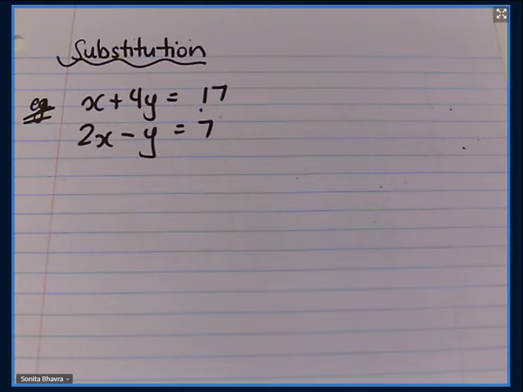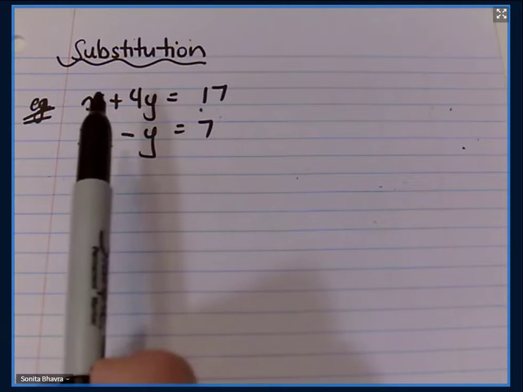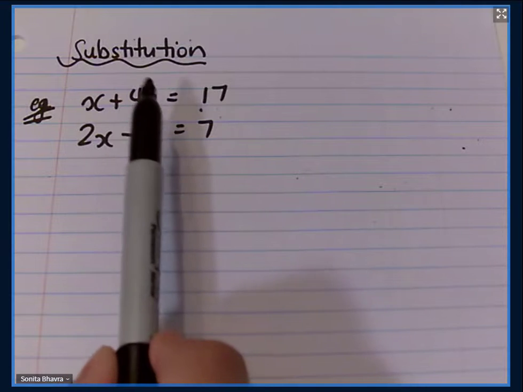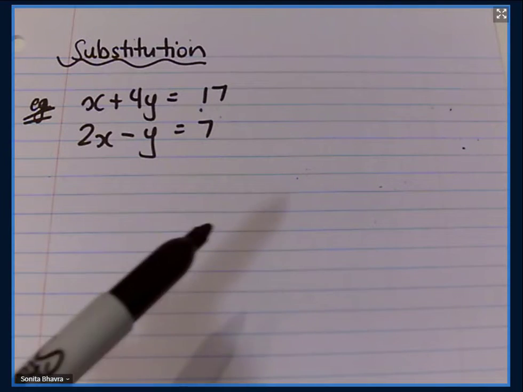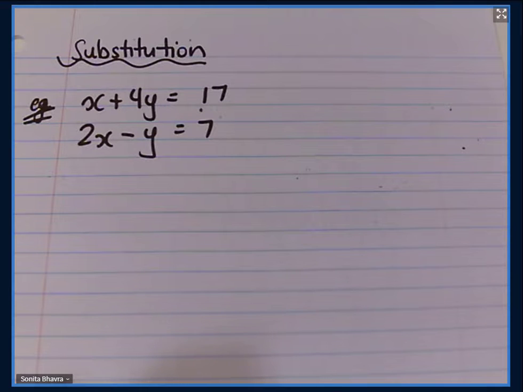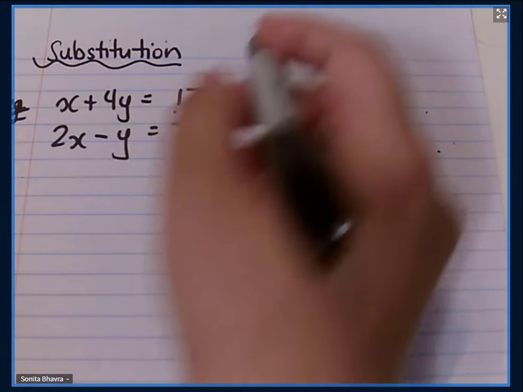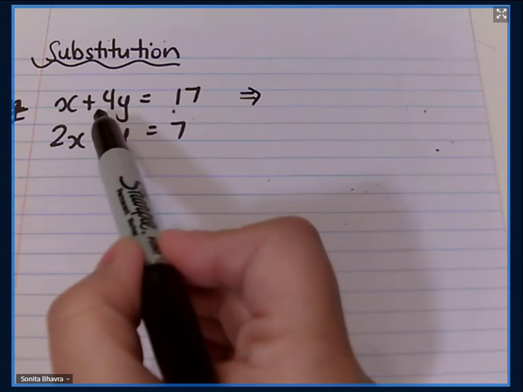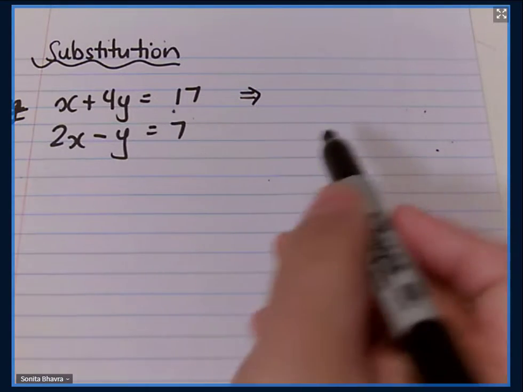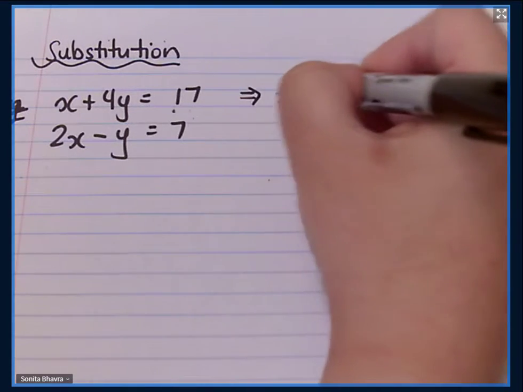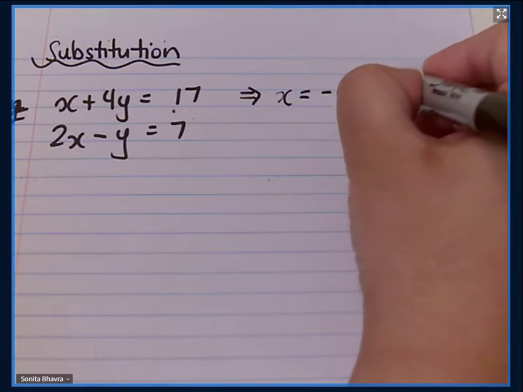All right, so here we have our two equations, x plus 4y equals 17 and 2x minus y equals 7. So the first thing we have to do is choose the simpler equation and express it as one variable. So let's do the first equation. If I move the 4y over to the right-hand side, I will express my first equation as x equals. So I'm just going to show that right here. So all I've done here is I'm going to subtract 4y to the right-hand side. So it's going to become x equals negative 4y plus 17.